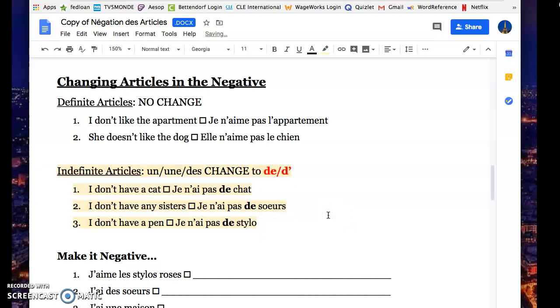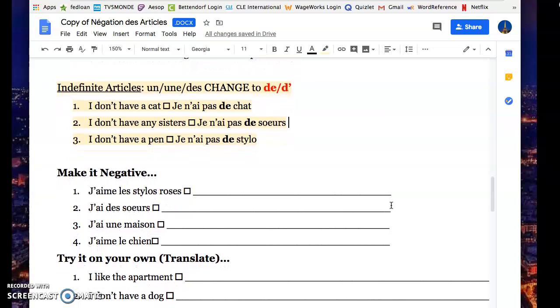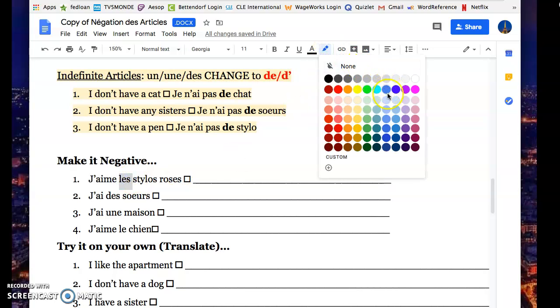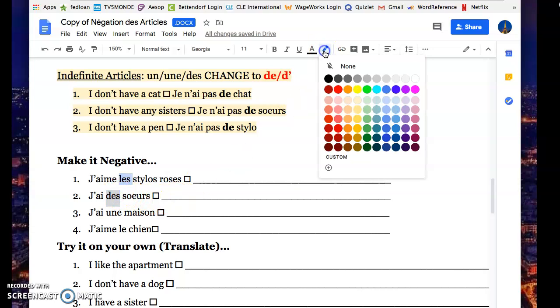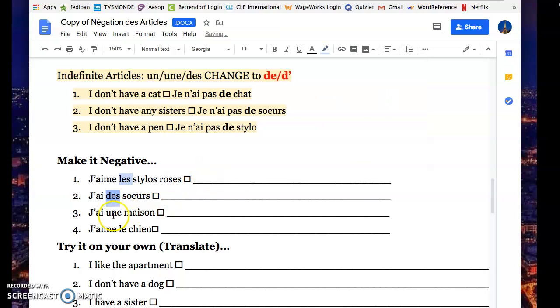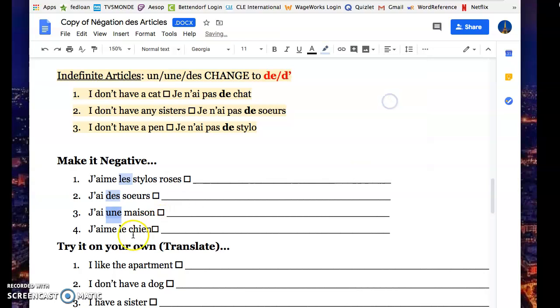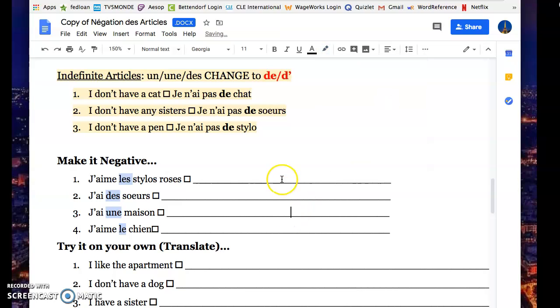So I'm going to highlight. Let's go down to making it negative together. What you might want to do first is highlight all the different articles that you see. So les is an article, des is an article, une is an article, and le is an article. I think that will just make it easier for us as we're going through this.